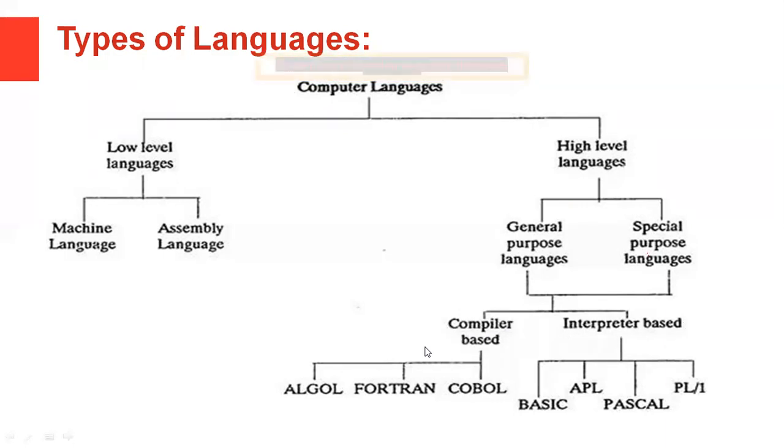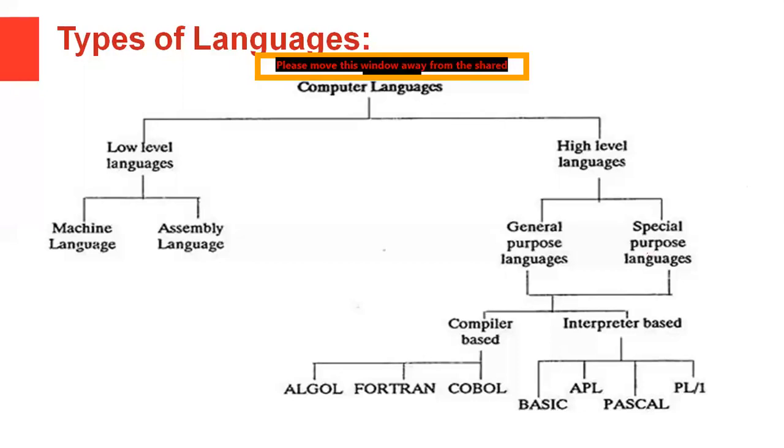So in compiler based, these are the compilers. Algol, Fortran, Cobol are the compilers, and here BASIC, APL, Pascal and PL/1 are the interpreter based languages. So these are the types of languages.